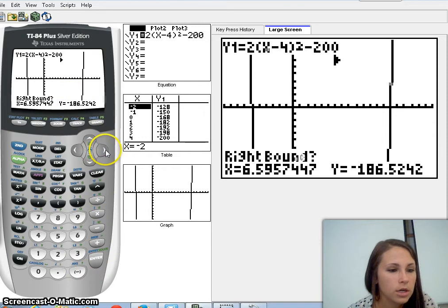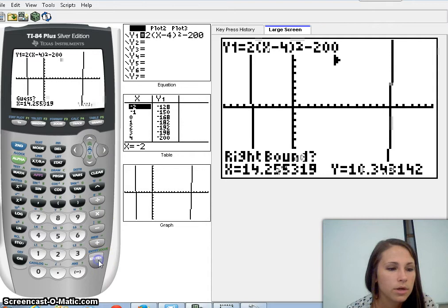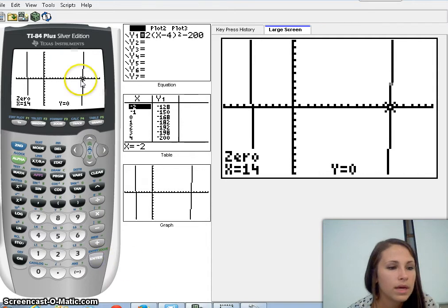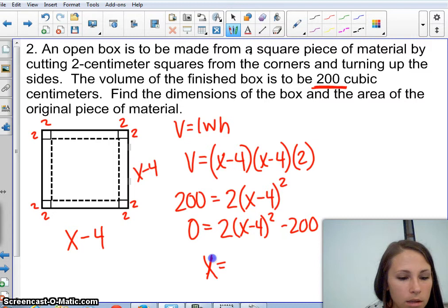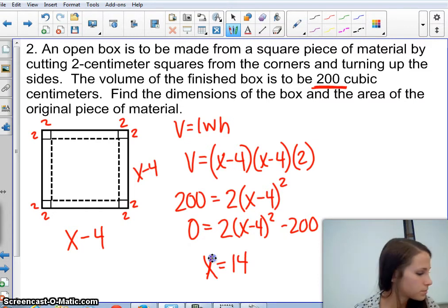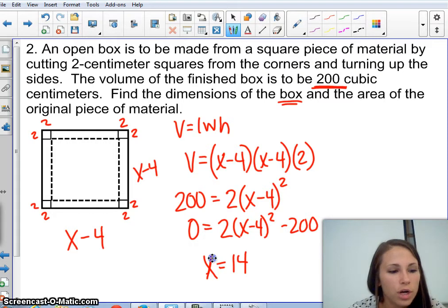I'm just going to go ahead and hit enter. To the right is going to need to be positive, so I'm going to scroll up or over until I get to a positive number. There's a positive. And so that 0 is 14. Okay, so I know that x is 14. Now, if x is 14, the dimensions of the box are after we fold up those corners.